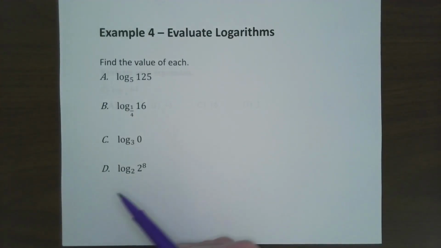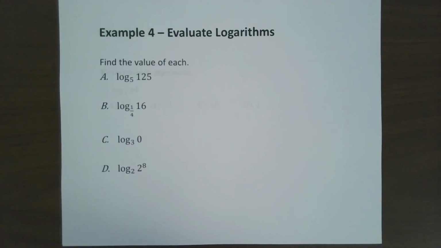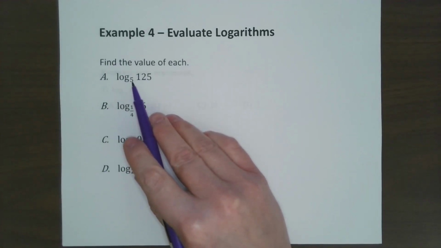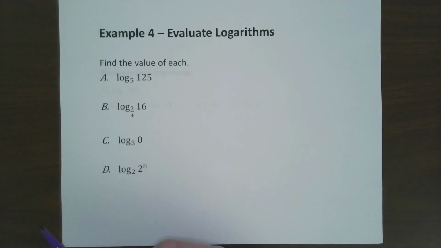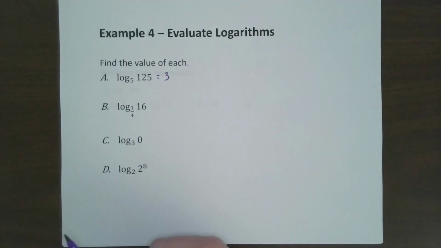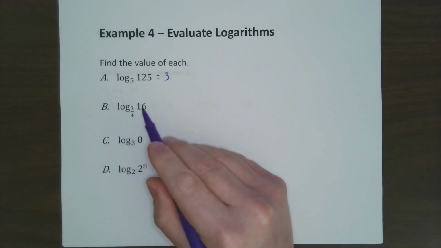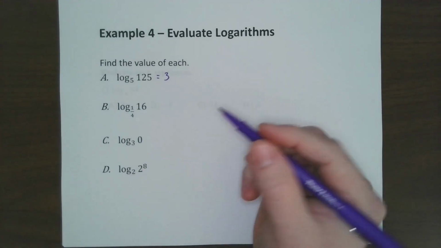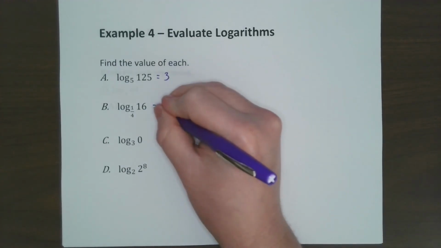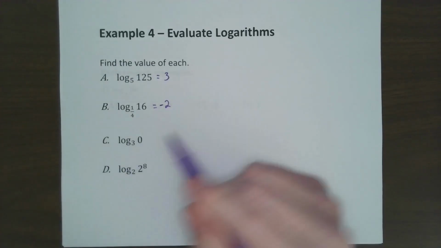All right, so how do we find the values? There is no log 5 button on the calculator, so you can't use a calculator on this one. You've got to ask yourself the question: 5 to the what power is 125? That answer would be 3. For this one right here, 4 to the what power is 16? Well, 4 squared, so it's going to be 2. But because it's a fraction, it's going to be negative. Anytime you see a fraction, the answer is negative.